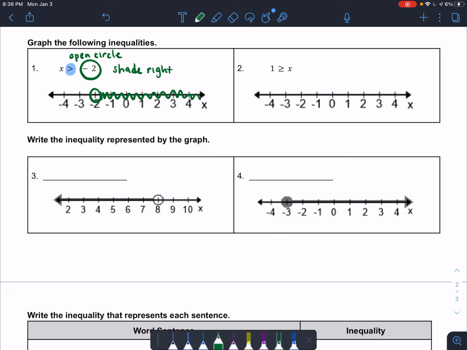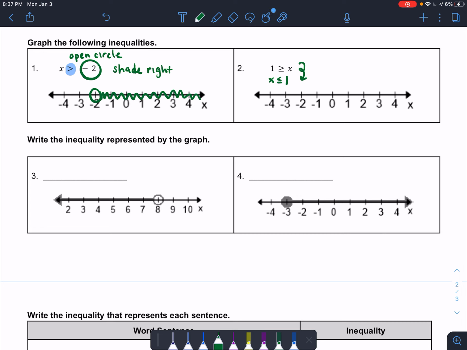All right. What about if we have something like number 2? Oh, shoot. The x is on the right side. What are we going to do? Well, let's flip the inequality, or kind of spin it around. So instead of writing 1 is greater than or equal to x, we're going to flip the x, completely switch the inequality symbol, and then put our 1. So now we're going to graph the inequality x is less than or equal to 1.